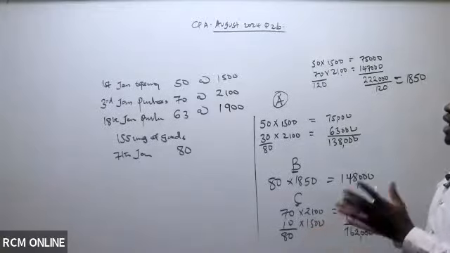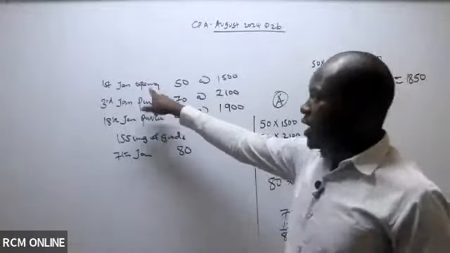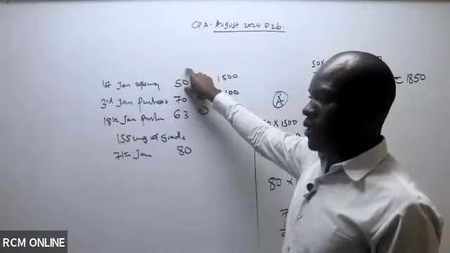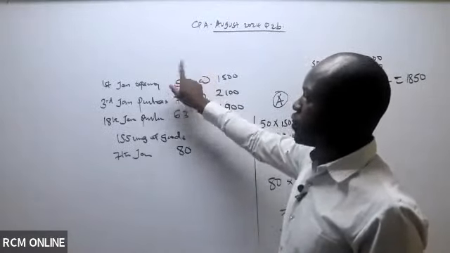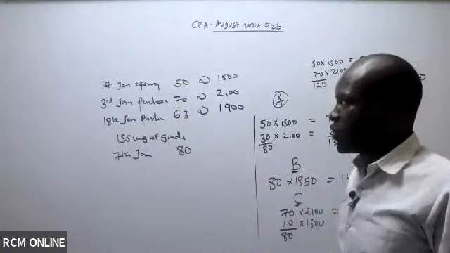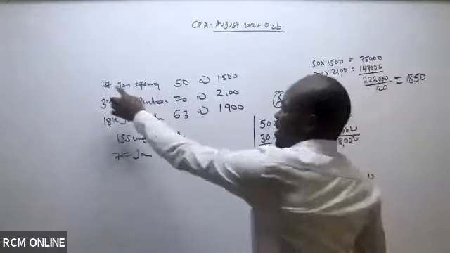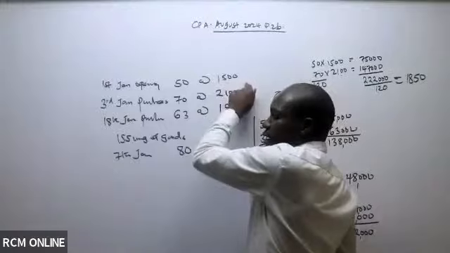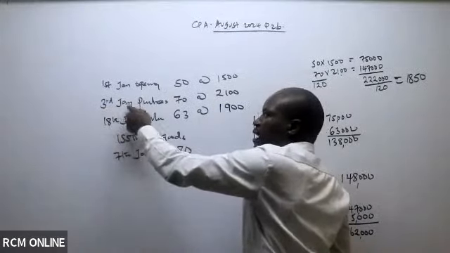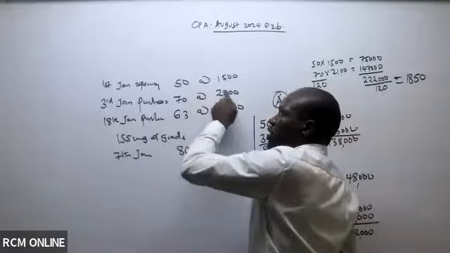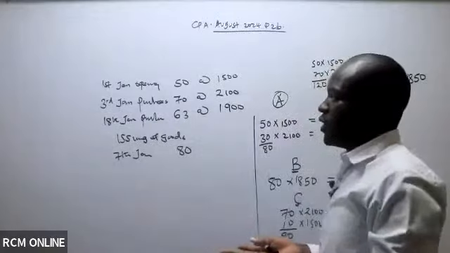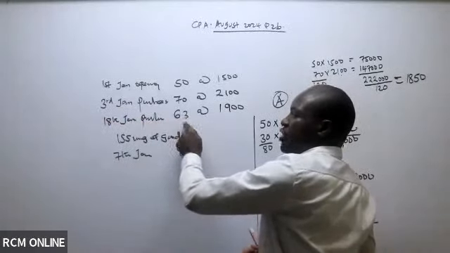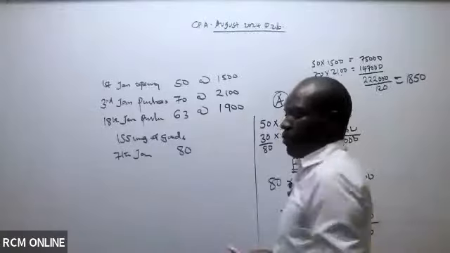Good. Now, I've said on 1st of January 2025, you add this closing stock, right? You add this closing stock. That closing stock for yesterday becomes your opening stock for today. So you're referring to 1st of January, we have opening stock of 50 units, which were purchased at 1,500. When you got to 3rd of January this year, you purchased 70 units at 2,100. The prices increased. When you got to 18th of January, you also purchased additional 63 units at 1,900.